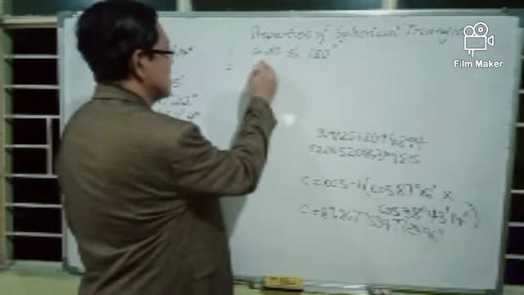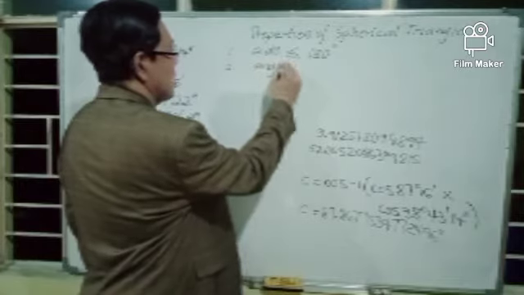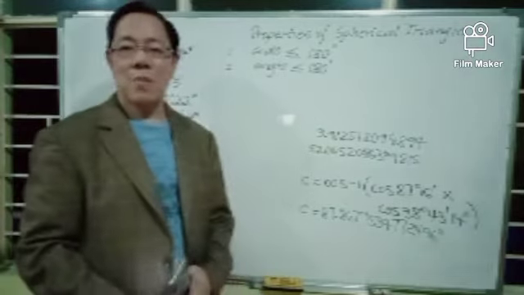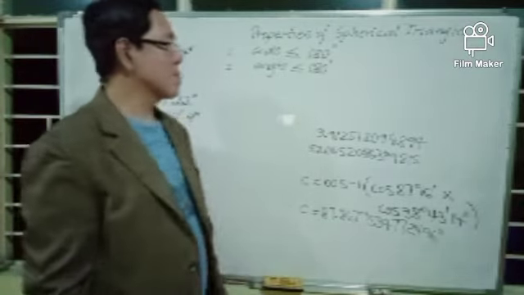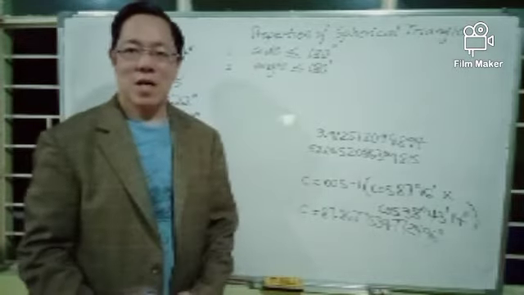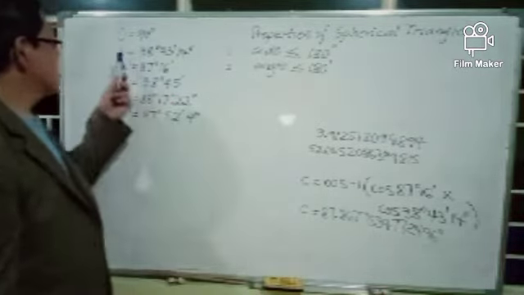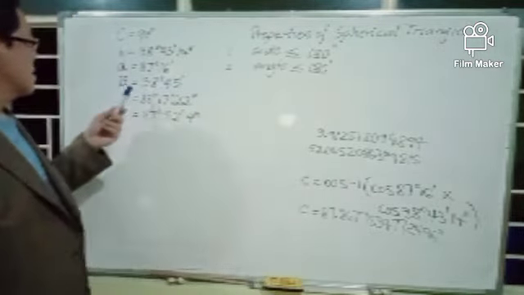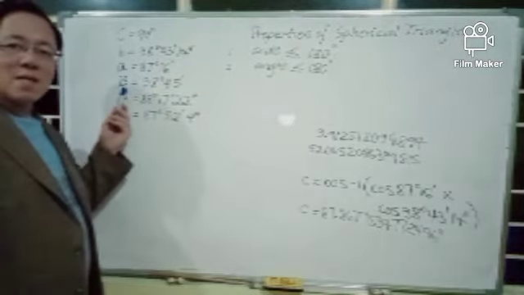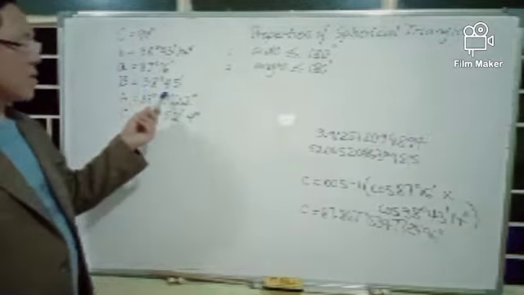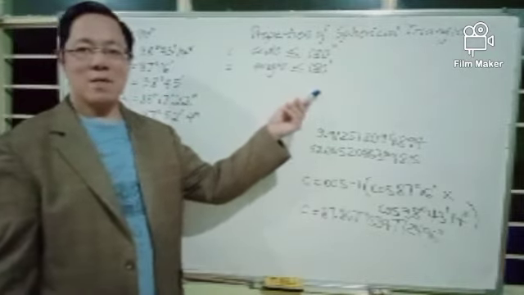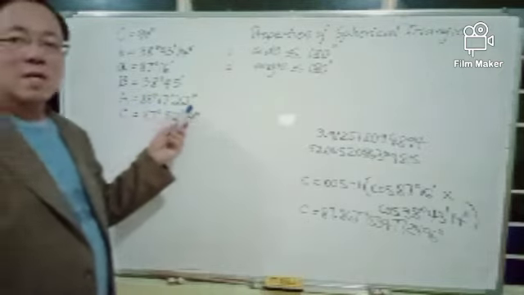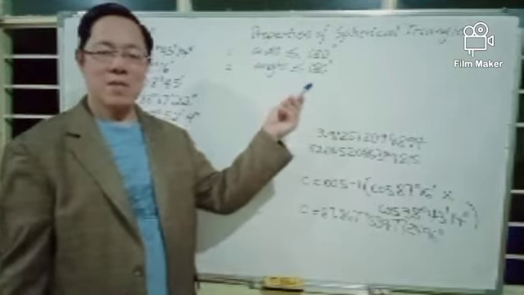We write: the angle for a spherical triangle can have a value of maximum of 180 degrees. We check our answer. The right angle C is given 90 degrees and it's less than 180 degrees. The angle capital B is given 38 degrees 45 minutes and it's less than 180 degrees. And we found the angle A 88 degrees 17 minutes 22 seconds and it's less than 180 degrees.